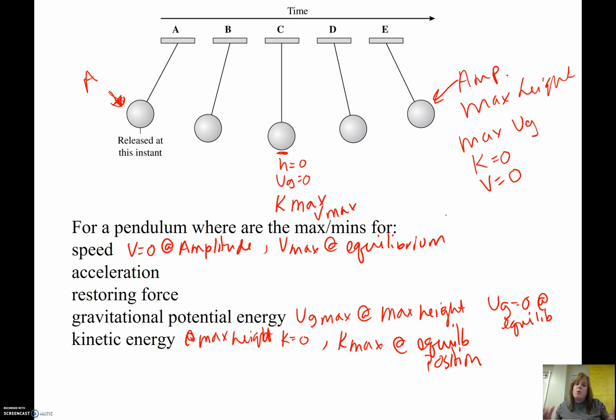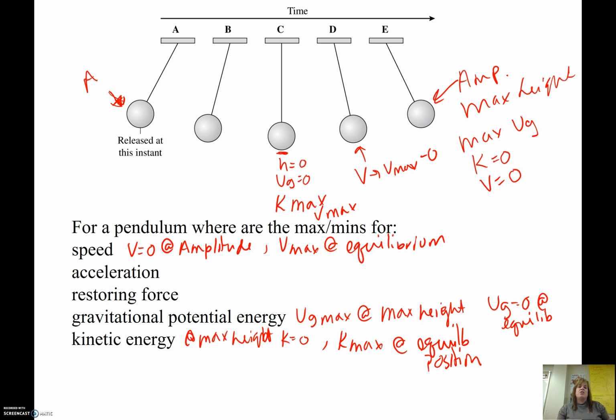So the lowest point in the swing. Anywhere else, I'm somewhere in between my amounts of gravitational potential energy, so my speed here is somewhere in between. So when I reach here, my velocity is somewhere in between V max and 0. So somewhere in that range is my speed.